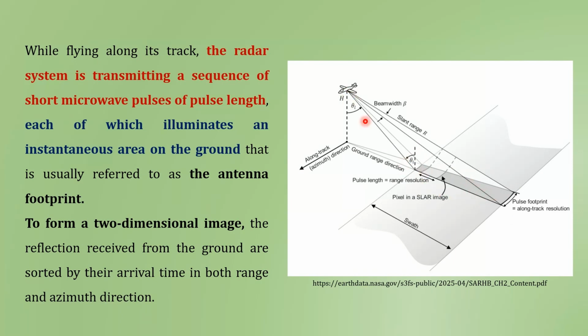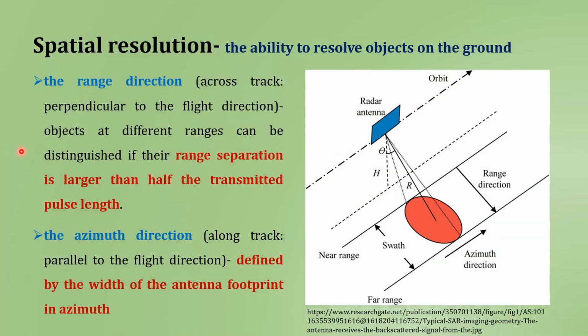The system scans the ground in two directions. One is the range direction and the second is the azimuth direction. To form a two-dimensional image, the reflections received from the ground are sorted by their arrival time in both range and azimuth directions. In the last video, we also discussed spatial resolution, that is the ability of the system to resolve objects on the ground.